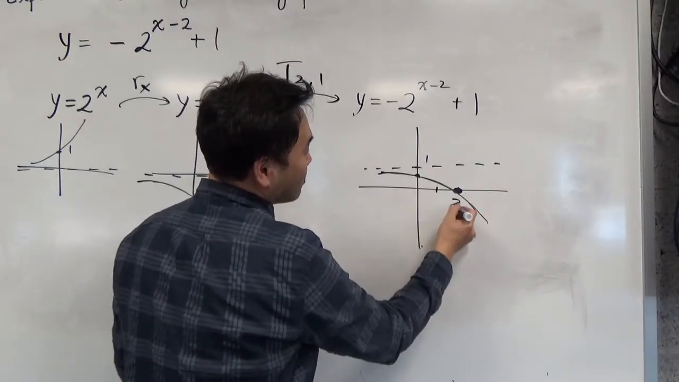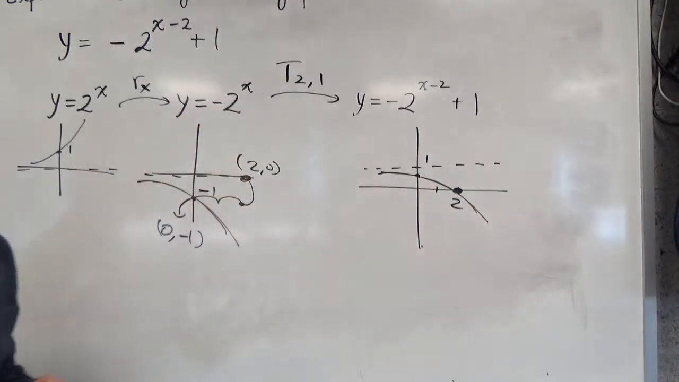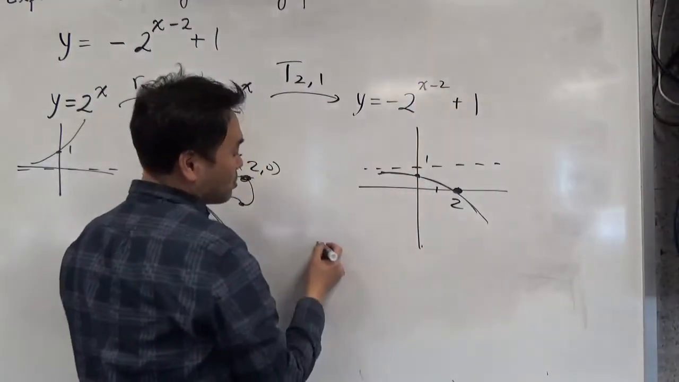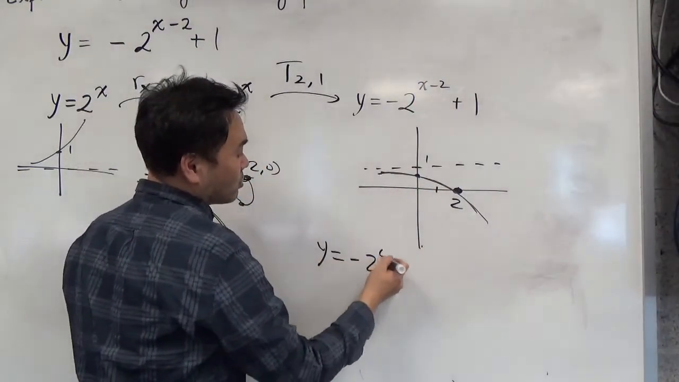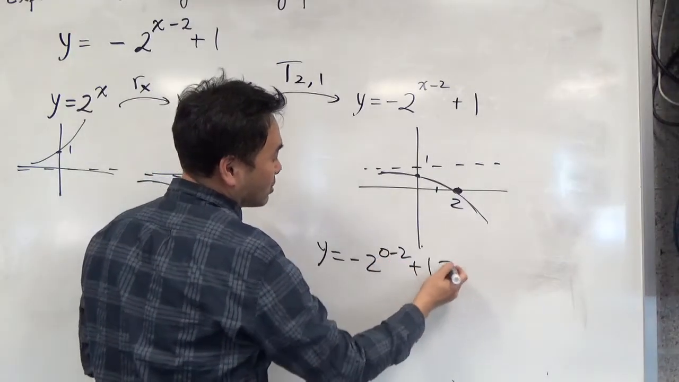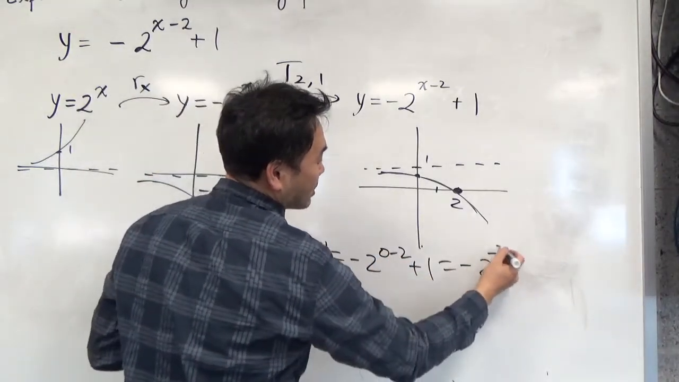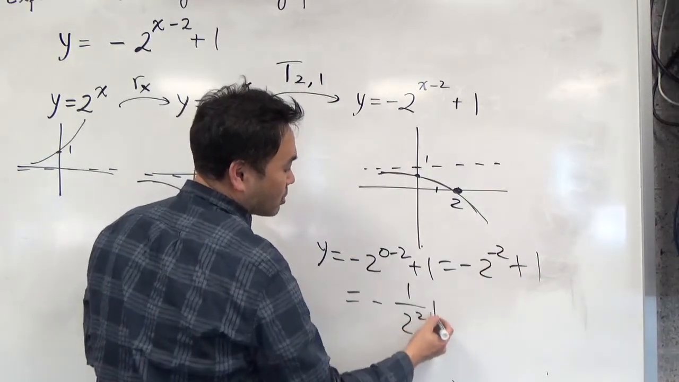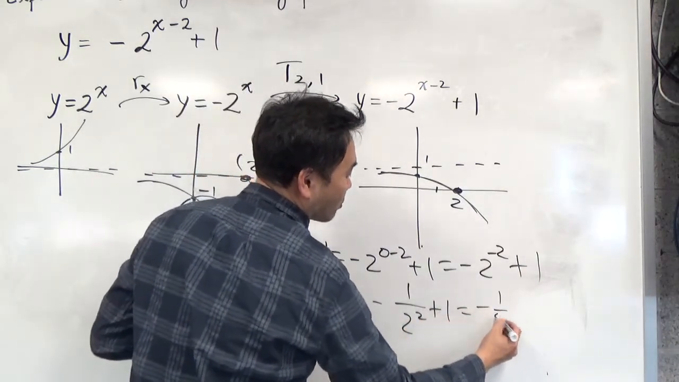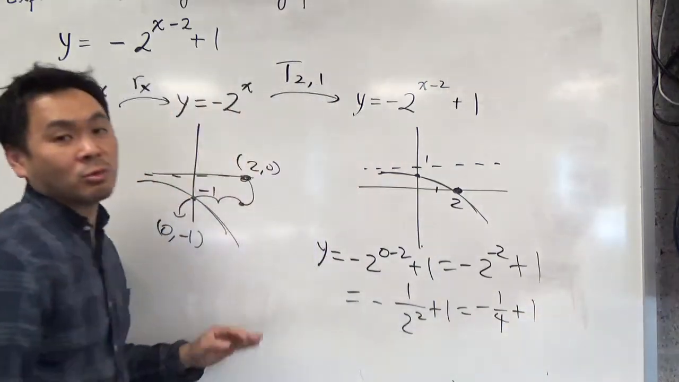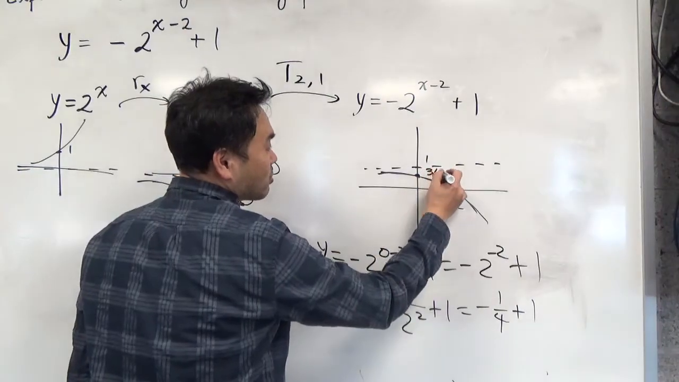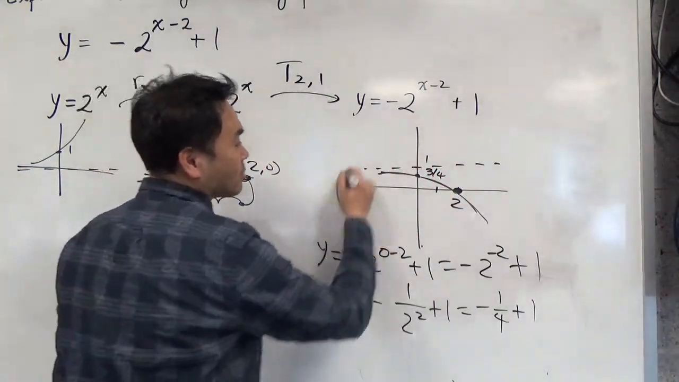And it's advised that you also write down the y-intercept. To get the y-intercept, you plug in 0, right? So you plug in 0, and you get negative 2 to the 0 minus 2, plus 1. Negative 2 to the negative 2, plus 1. Well, a negative power means 1 over. So this is negative 1/4 plus 1. 1 minus 1/4 is 3/4. So this point right here is 3/4. And that's the graph. Okay.